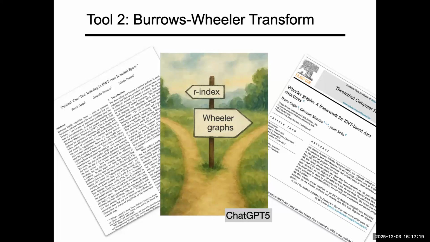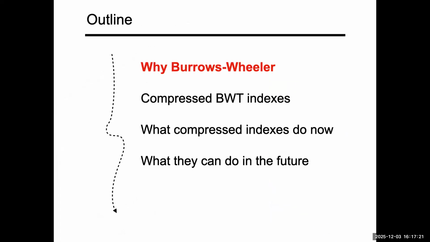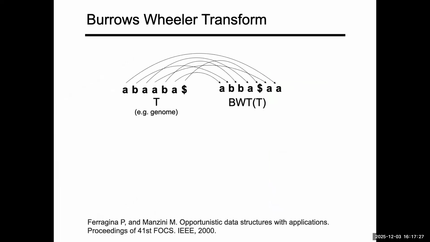Okay, so now we have to tackle the Burrows-Wheeler transform. So what is it? Why is it a useful tool for what we're trying to do here? Well, the Burrows-Wheeler transform is really just a way of taking the letters of a string. So let's take this thing on the left here and say that that's our input string.